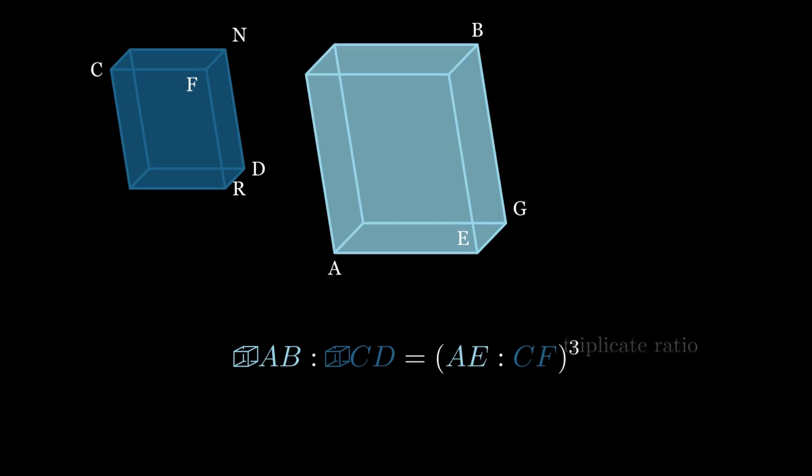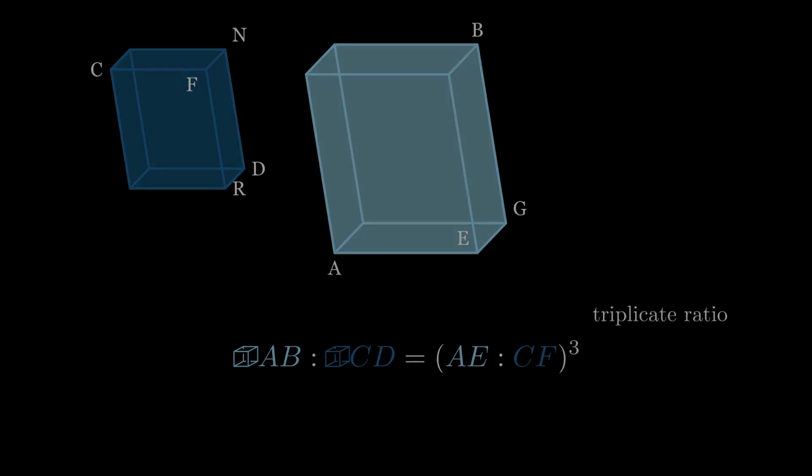Given two similar parallelepipeds, we'll show that parallelepiped AB to parallelepiped CD is proportional to the cube of AE to CF, where AE and CF are corresponding sides, and the exponent says it's a triplicate ratio.